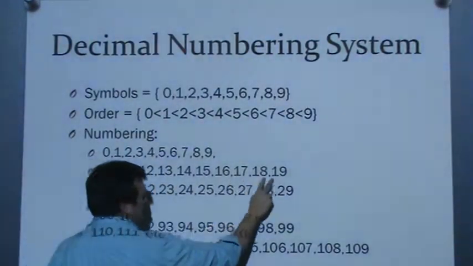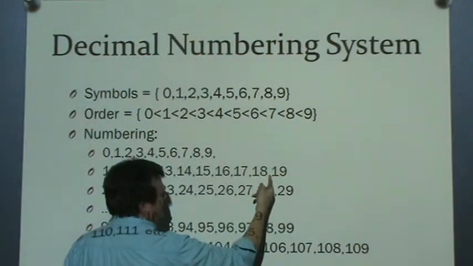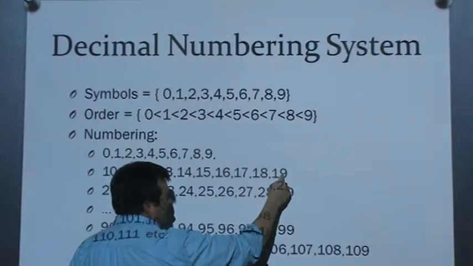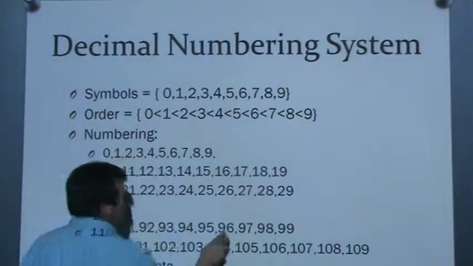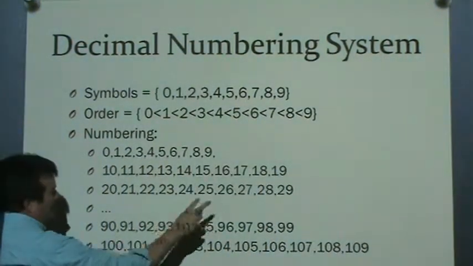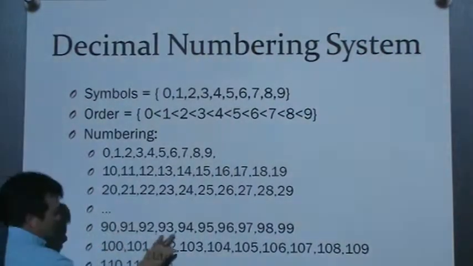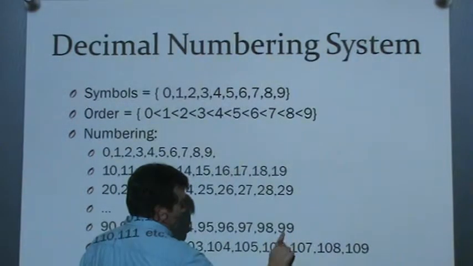And we go like this until we get to 19. The next number after 19, we reset this one back to 0, and add 1 more to this one, and then we get this symbol, and so on. Right, so this pattern makes sense. Then a little later on, we get to the point where both of these have hit that limit.